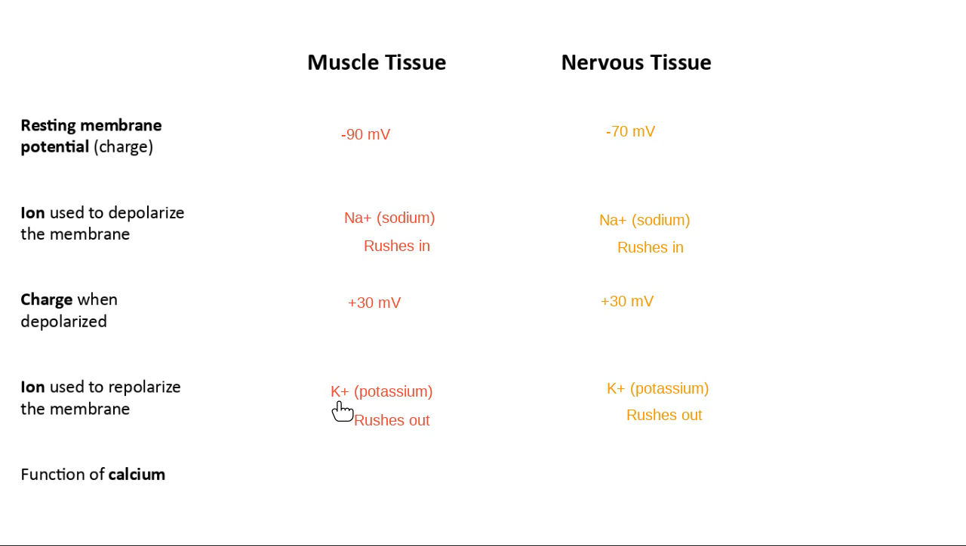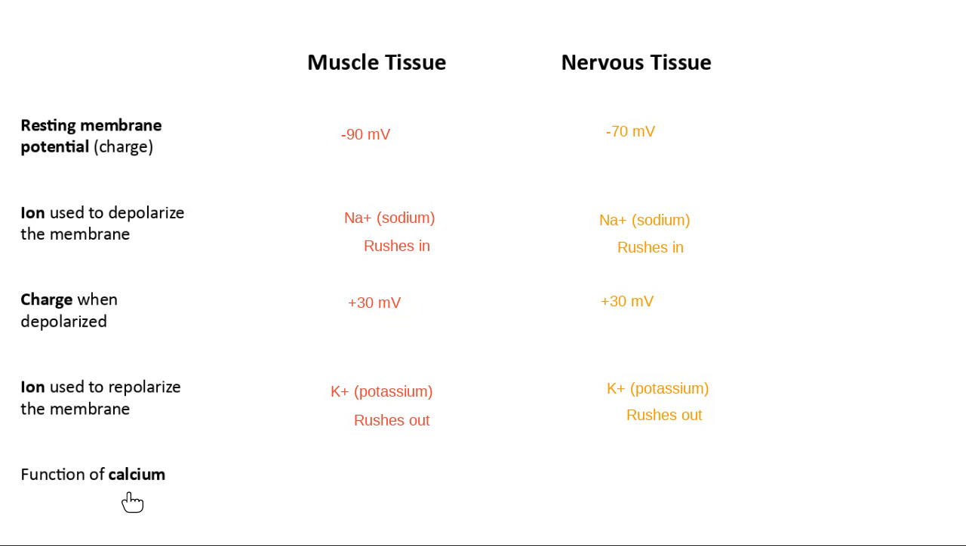When potassium, with its positive charge, leaves the inside of the cell, the inside of the cell's membrane gets more negative. It helps me go back to my resting membrane potential. So both muscle cells and nervous cells use sodium to depolarize. We go all the way up to positive 30. Then we need to repolarize with potassium. Lots of similarities between these two.